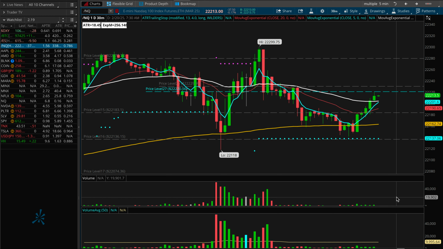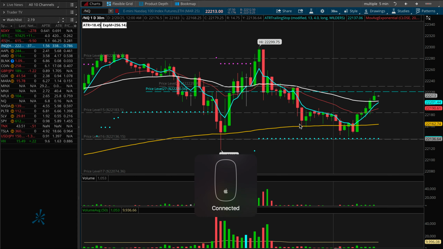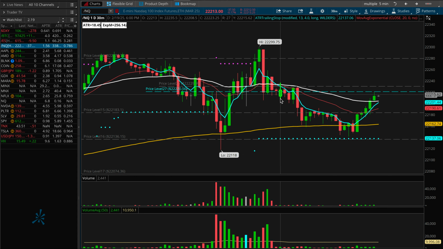We are looking at NASDAQ or NQ. I normally don't trade this, but when I seen it this morning, I was like, okay, I'm going to show how I normally go in and chart, right? So as of now, I need to turn this mouse on. Let's see if we can get that working. Okay, so as of now, looking at NQ, this is the 30-minute chart.